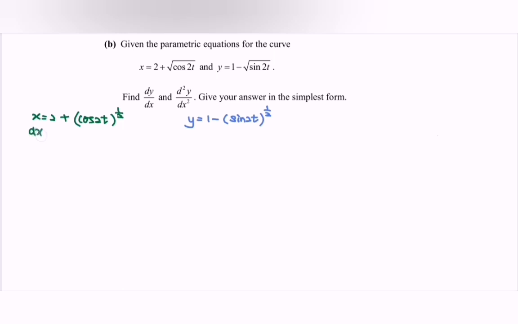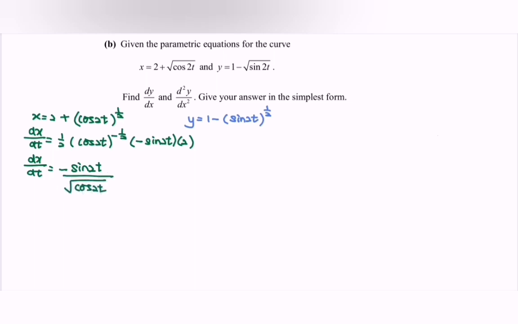So we have dx/dt equals 0 plus 1 over 2 (cos 2t) to the power of negative 1 over 2, times negative sine 2t, and then times 2. Rewriting the expression, dx/dt equals negative sine 2t over the square root of cos 2t.